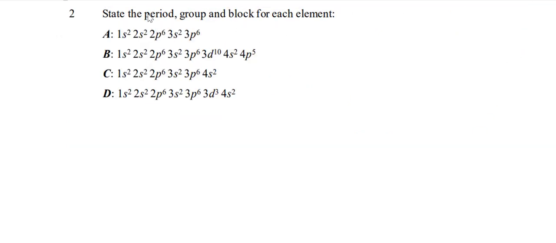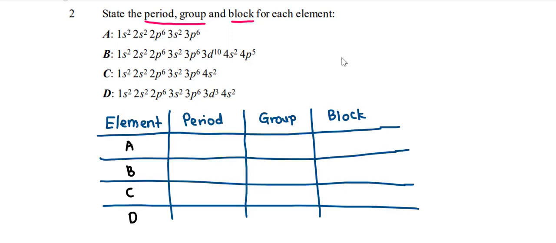Okay, for the second question, dia minta state the period, group and block for each element. So, senang kalau kita buat dalam bentuk table lah. Okay, so untuk period, kita tengok dia punya outermost shell, principal quantum number yang paling besar. So, untuk elemen A yang paling besar adalah N sama dengan 3. So, dia adalah period 3.